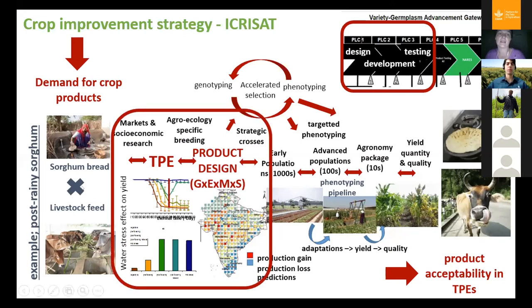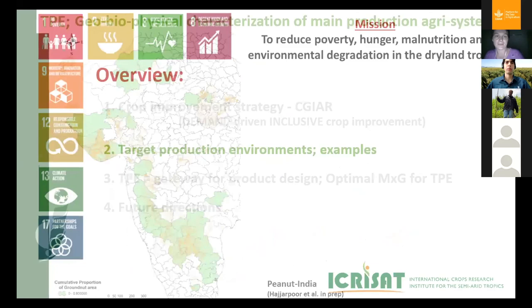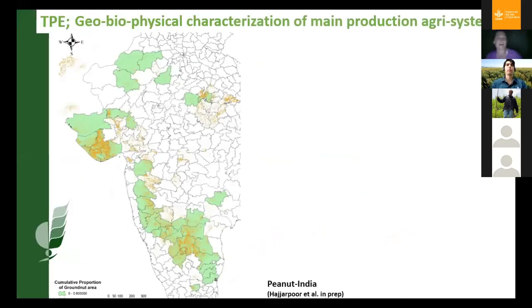So the model-enabled quantitative analysis of production regions, and then the product design. So product environments and examples. A few examples from my brilliant colleagues, what they are working on now. For example, Amir's analysis of peanut production regions in India.